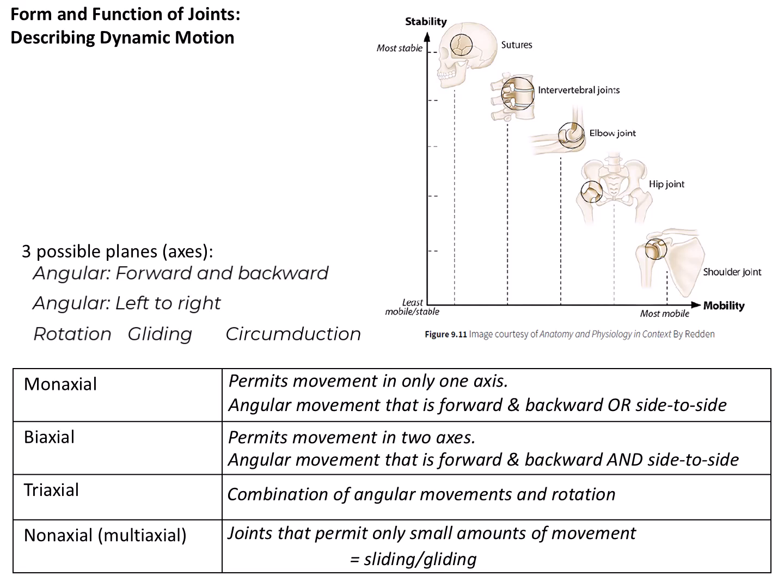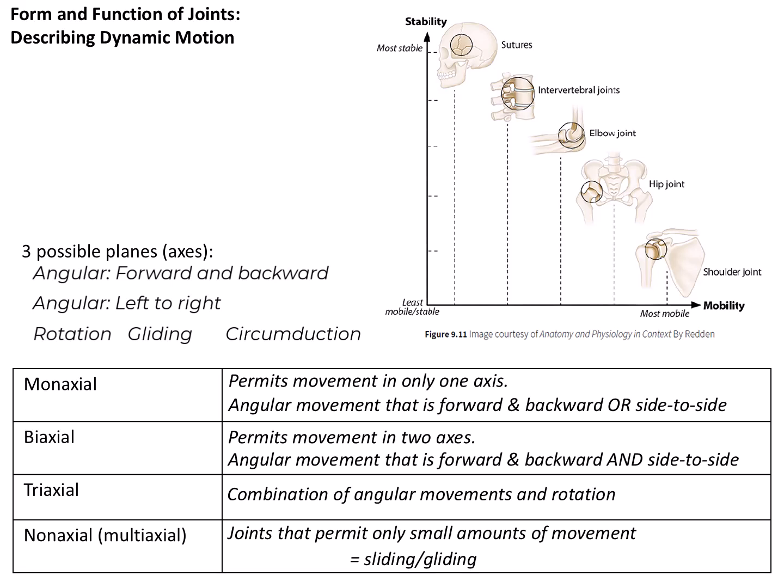In general terms, a monaxial joint permits movement in only one axis. This could be an angular movement that is forward and backward, or left to right, but not both. A biaxial joint is one that permits movement in two axes. This will be angular movement that is forward and backward and right to left.